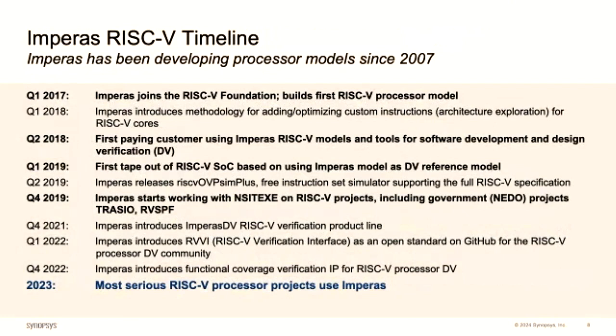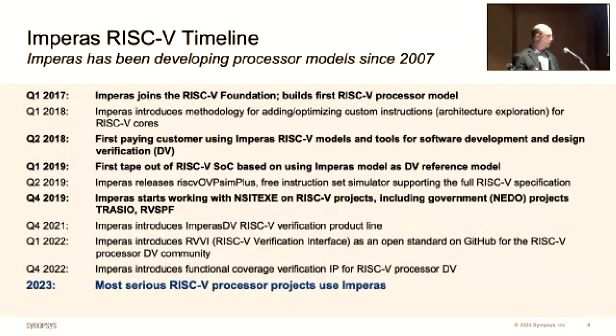On the Imperas side, as I mentioned, we've been working with RISC-V for quite a while. It is 7 years now that we've been working with RISC-V. Actually, we started in 2007, Imperas did, building models of ARM and MIPS and Renesas and other architectures. RISC-V is just for the last 7 years for us.